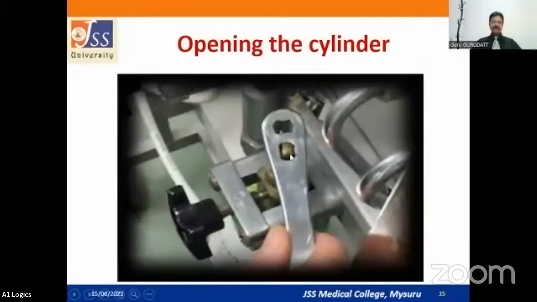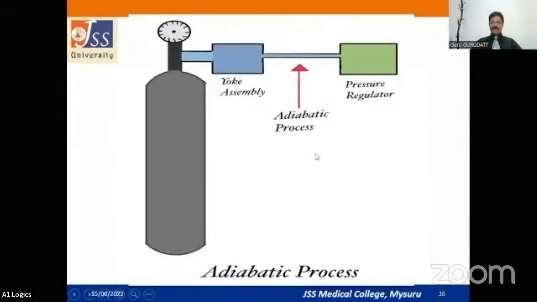But when you are opening, you open it very slowly, because if you open it rapidly, the problem is this: in the yoke assembly, the gases have to travel to the pressure regulator through a narrow channel. If you open it rapidly, before the pressure regulator could reduce the pressure, the gases get compressed in this narrow channel, and sudden compression releases a lot of heat. There is no time for this heat to be dissipated to the environment, and this is called an adiabatic process, wherein the energy is neither lost nor gained. So if there are any dust particles here, they will catch fire and an explosion can occur.